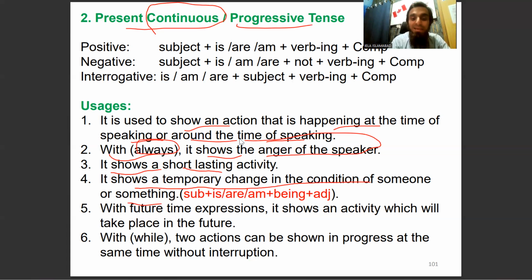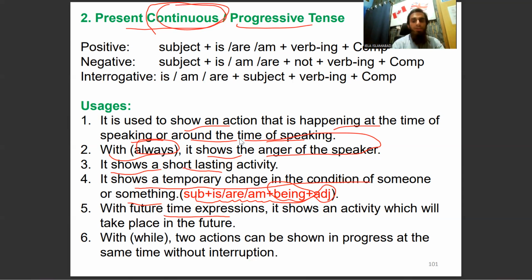What does it mean? It means subject plus some word plus being plus adjective. This is a temporary change in the condition of something, like something is changed and happening right now and will change again. So for that moment, what is happening right now, we talk about that, the thing that is happening in continuous form right now.